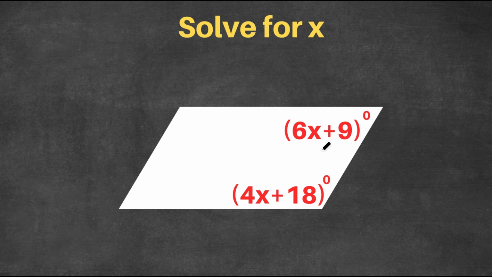So to do that, well, let's first say what we know. We know that a property of parallelograms is that vertical/opposite angles are the same. Meaning if this angle, our bottom right angle, is 4x plus 18, then its opposite angle, our top left angle here, would also be 4x plus 18 degrees. And the same goes for this angle. If our top right angle is 6x plus 9 degrees, then the opposite angle to this, our bottom left angle, would also be 6x plus 9 degrees.